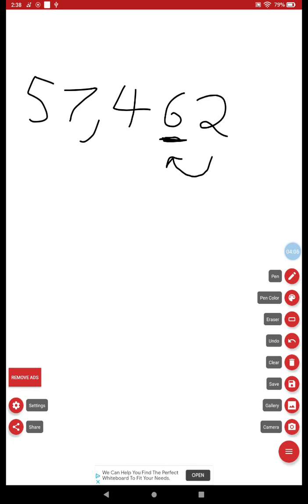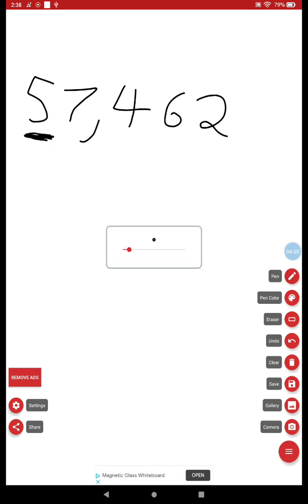So when I look at this number, 57,462, I know the 6 represents 6 tens. Okay, well what if I underline this number? The 5, what's the 5 worth? Is that going to be worth 1, 10, 100, 1,000, or 10,000? Let's read the number again. 57,462. 57,000. Well, that tells me that the 5 is worth 10,000 places.